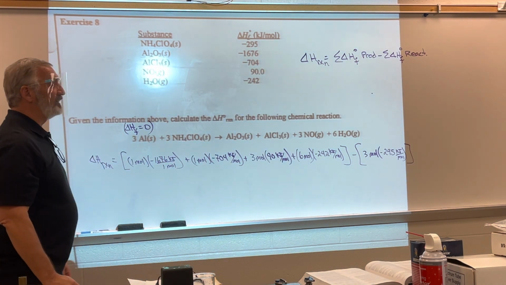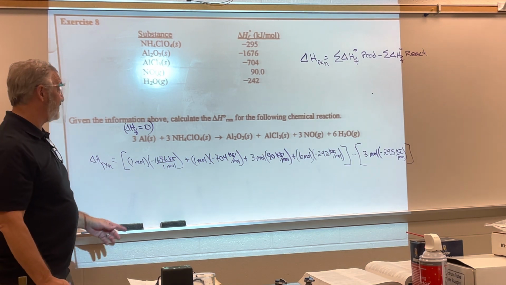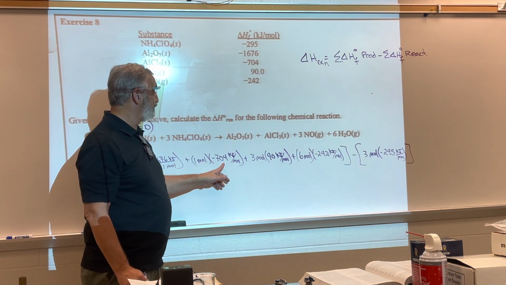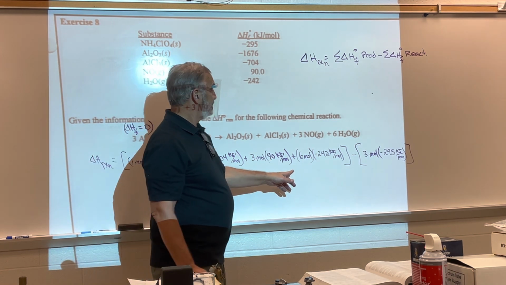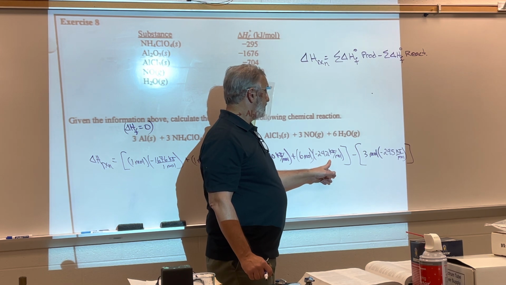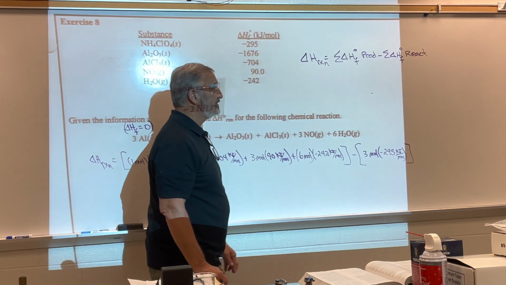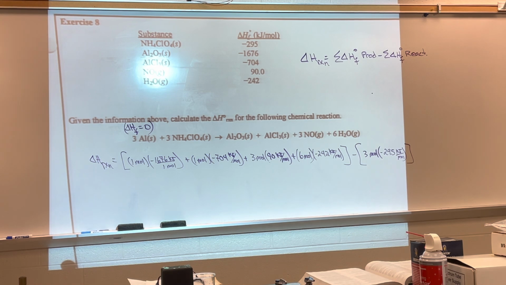So then, it's kind of complicated to put in your calculator, but you can really just put it into your calculator exactly the way it's written. Negative 1676 minus 704 plus 270 plus 6 times negative 242. Then hit equals, and then minus 3 times negative 295. You can just plug it all straight into your calculator.